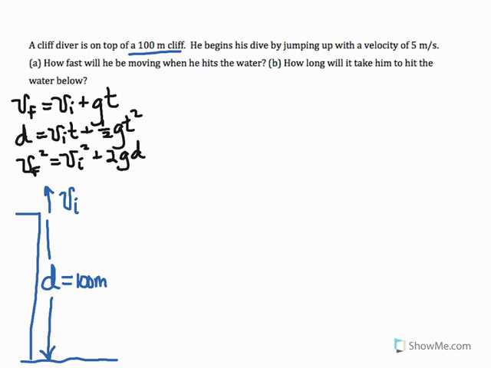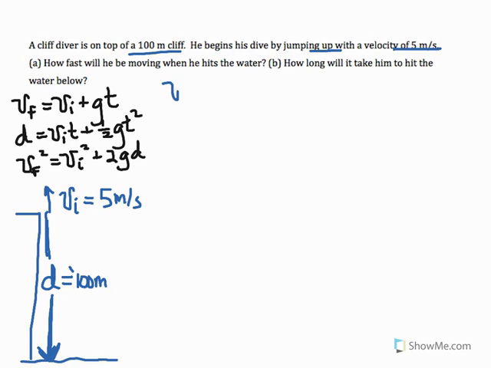He begins his dive by jumping up with 5 meters per second. So my initial velocity is going to be 5 meters per second. Since it's going up, I'm going to call that a positive 5. Now my displacement, since I start here and I go down, do you see how my arrow is going in the opposite direction? And the way we reflect that is with a negative sign. So that's going to be negative 100. And I want to know how fast will he be moving when he hits the water.